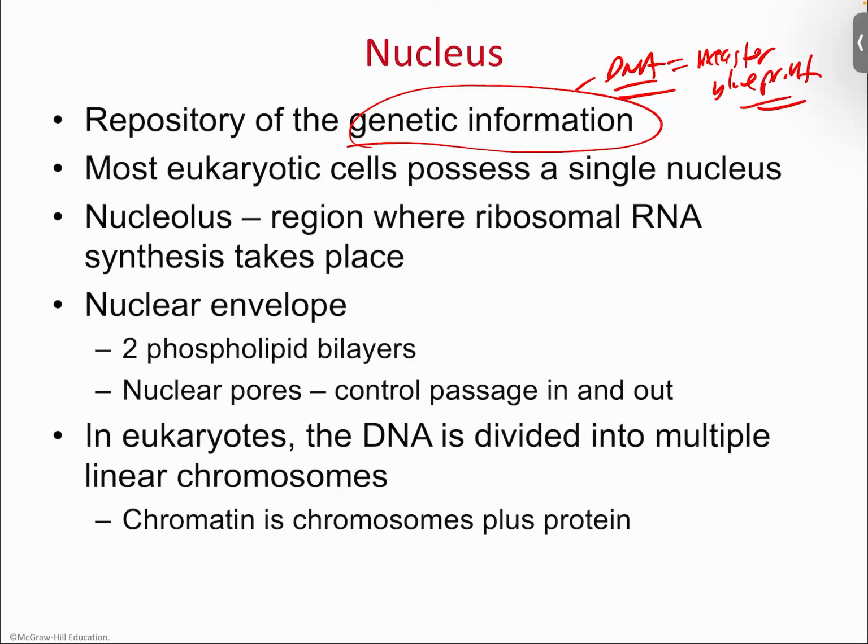So it is true that most eukaryotic cells have a single nucleus, like most cells in our body have a single nucleus. However, there are some that have more than one nucleus, like our skeletal muscles, for instance, can have more than one. But that's rare. And there's usually a very, very specific reason why you would have more than one, if you do have more than one. The nucleolus, remember, this is a non-membrane structure.